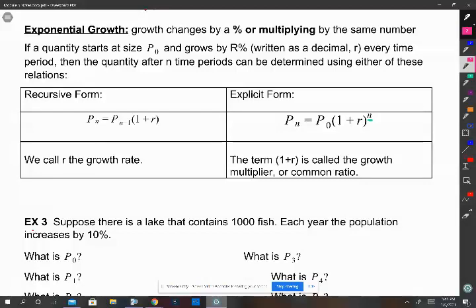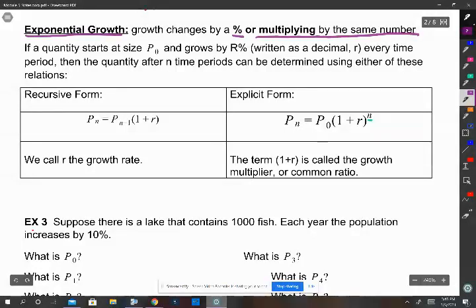So part 2 of Module 5 is on exponential growth. With exponential growth, remember that your growth changes by either a percentage or by multiplying by the same number. So whenever you see a percent sign, you know it's exponential growth, or if it says it's doubling or tripling or something like that, you also know it's exponential growth.